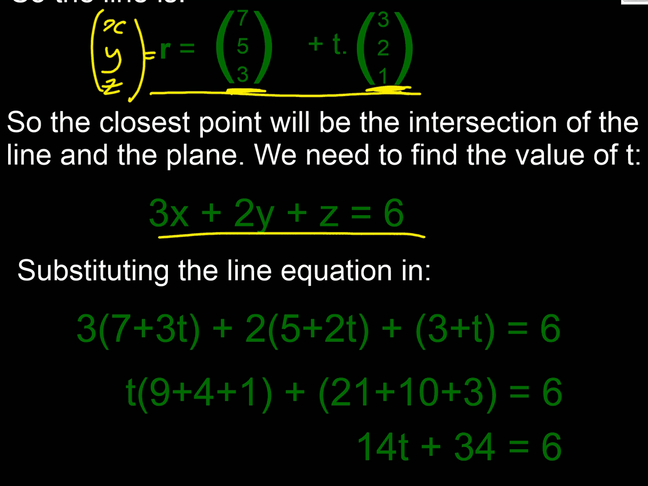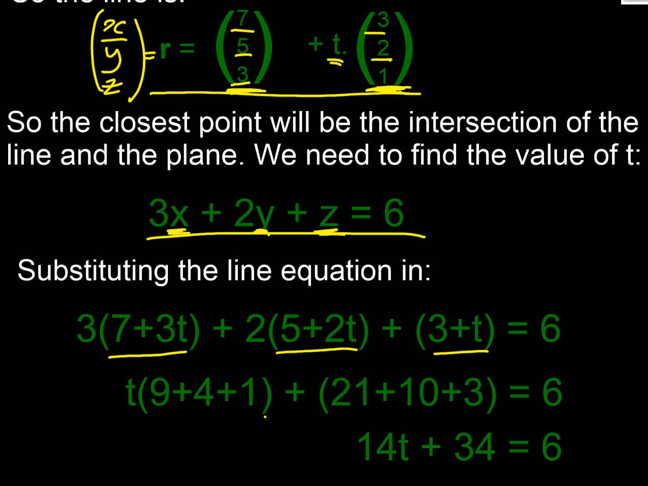Here's our plane equation. So for x here, I can use 7 plus 3t. There we are, 7 plus 3t, and substitute that in place of x in our equation. For y, I've got 5 plus 2t, I can substitute that in place of y. And finally, z equals 3 plus 1t, I can substitute that in place of z here.